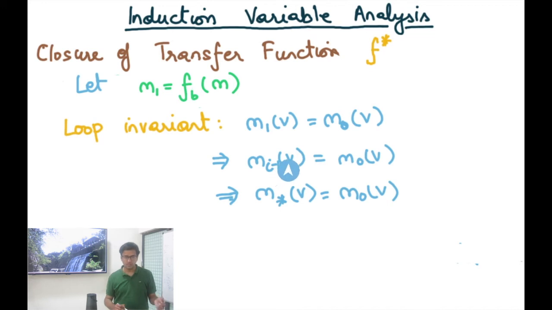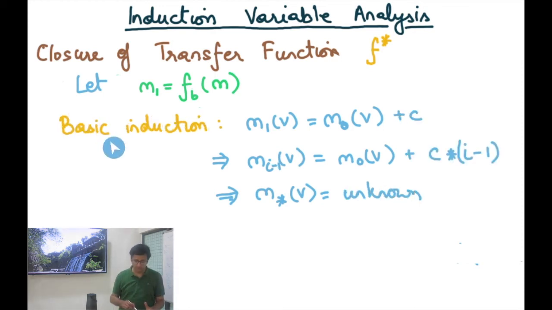This basically means that the variable v was a loop invariant variable. And in fact, also m star v would be equal to m0v, where m star v represents the value of a variable after an unknown number of iterations. It's a loop invariant variable. Even if we don't know how many iterations have elapsed, we can be sure that the value of the variable would be the same as at the entry of the loop.